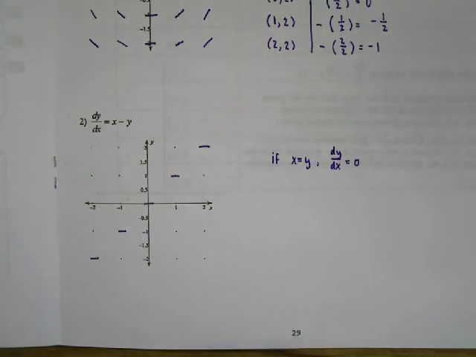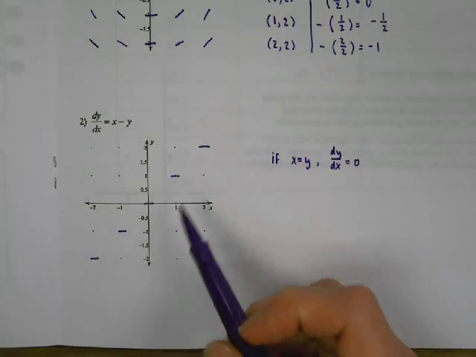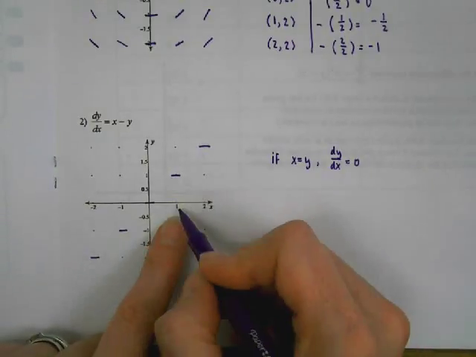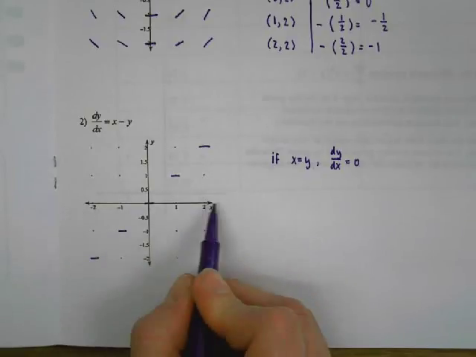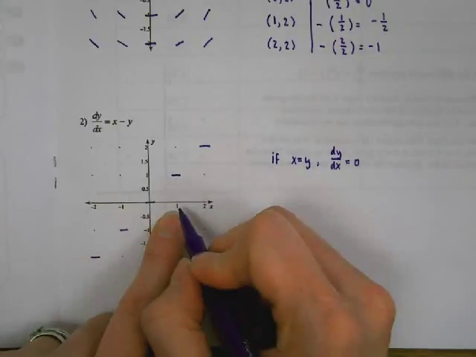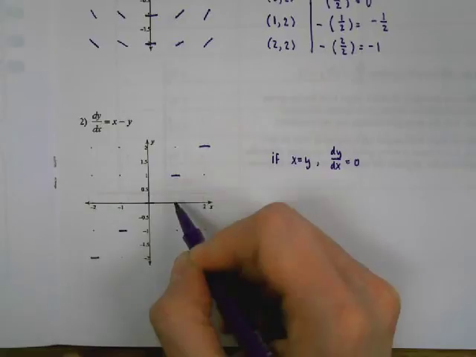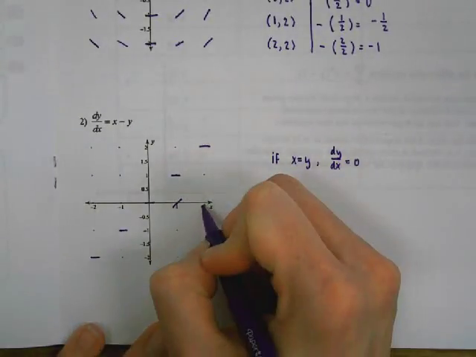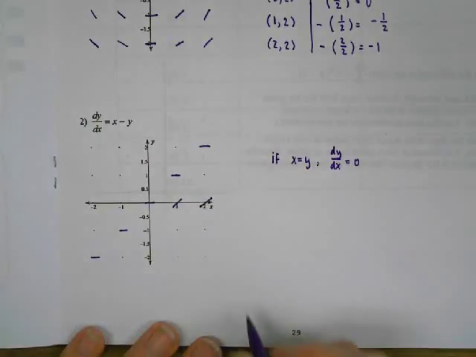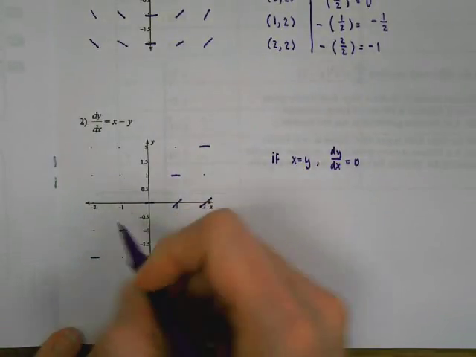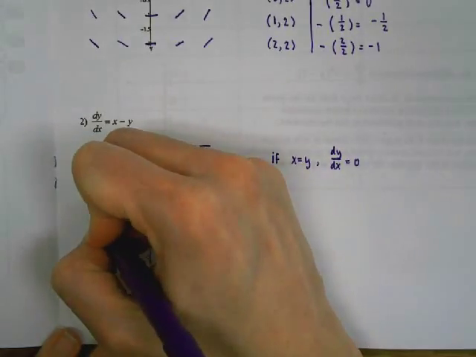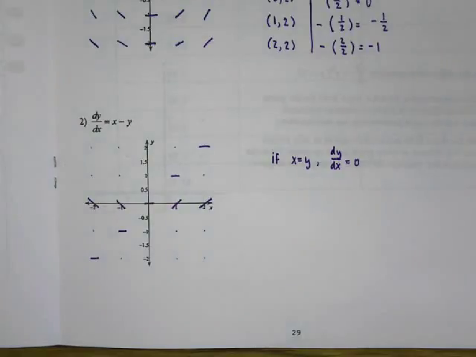Okay. Now, the next thing I'm going to do is I'm going to work along, let's take our x-axis here. Okay, so now along the x-axis, I know y is 0. So if I'm looking at the point 1, 0, I know that's going to have a slope of positive 1. 2, 0 is going to have a slope of positive 2. Here I have negative 1 minus 0 gives me a slope of negative 1. Negative 2 minus 0 gives me a negative 2.